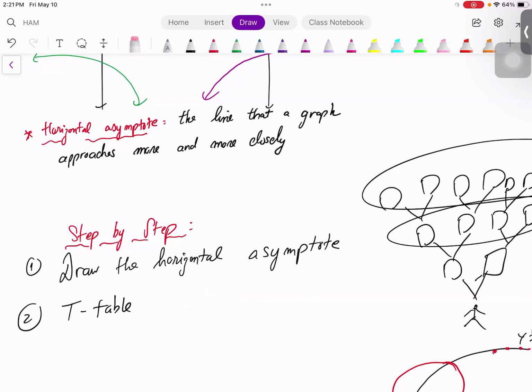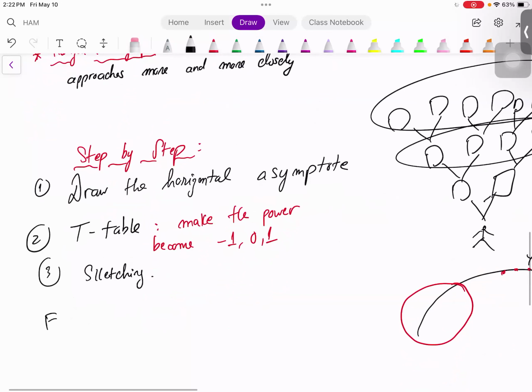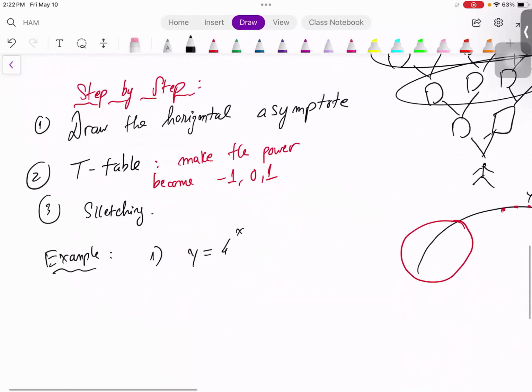Okay, on the power. So, make the power become -1, 0, and 1. That's it. 2 steps. Oh, if you want, the third step is sketching. Yeah, sketching, so that you remember you need to sketch because they're asking you to draw it. Okay, let's do a sample. You will see how this step by step is going to help you. So y equals 4 to the power x. Okay, let's do this.